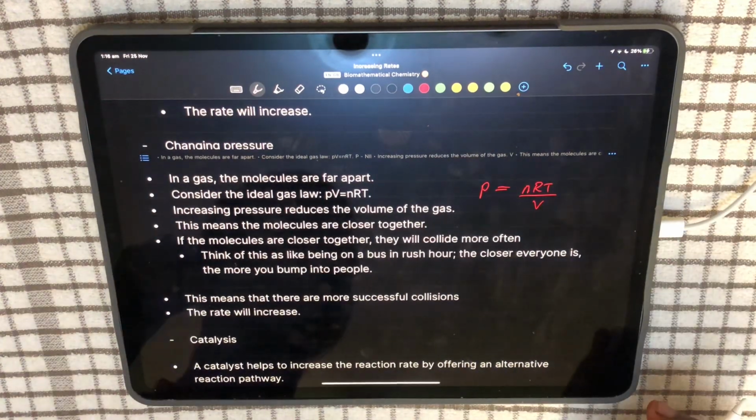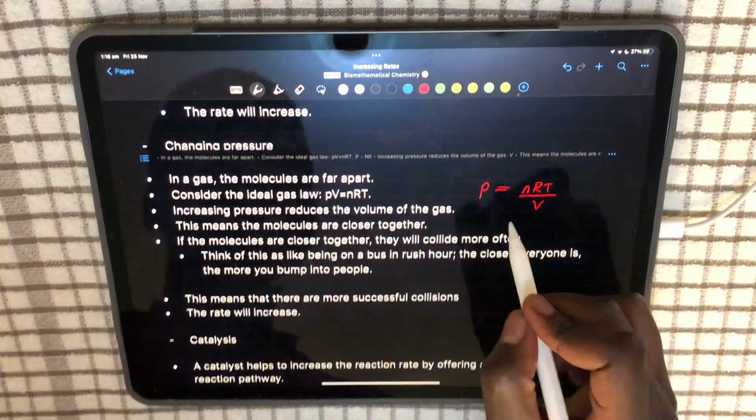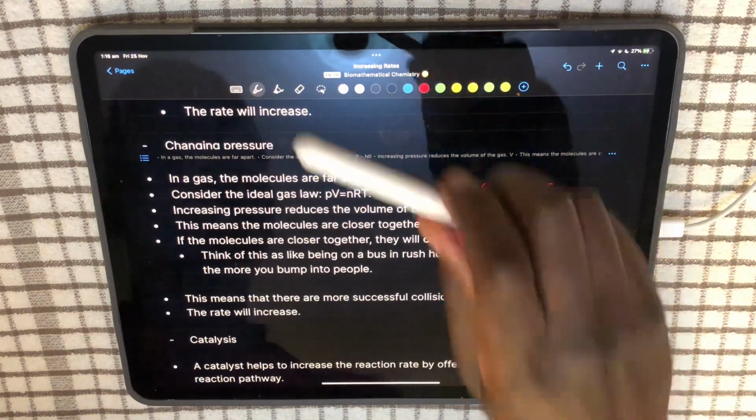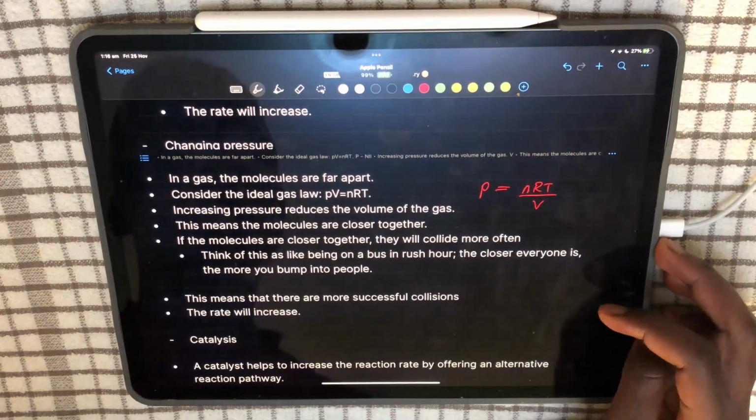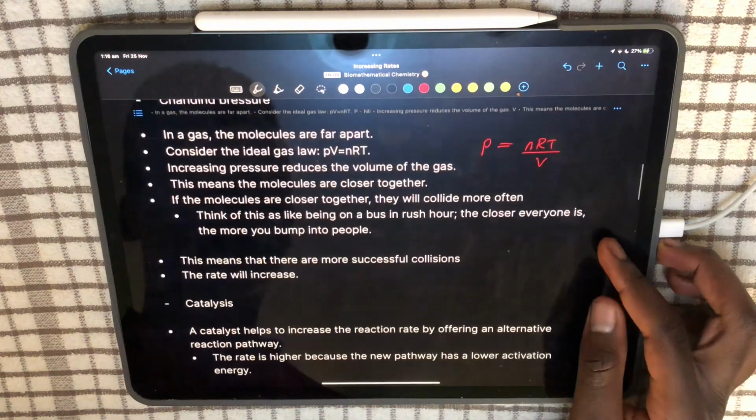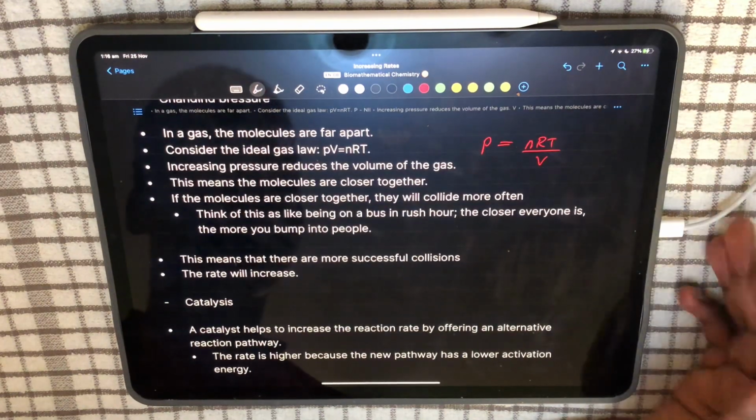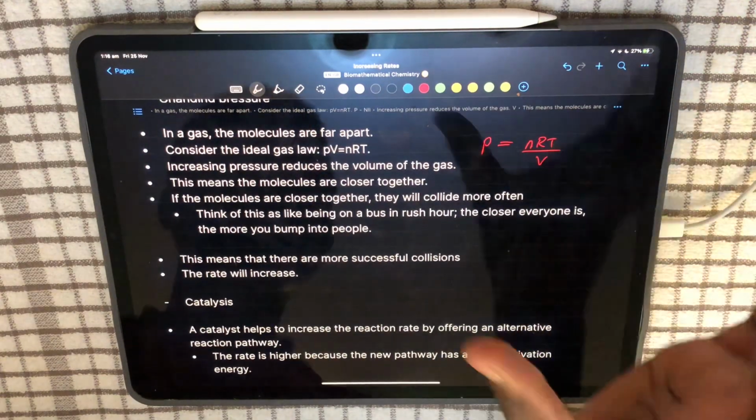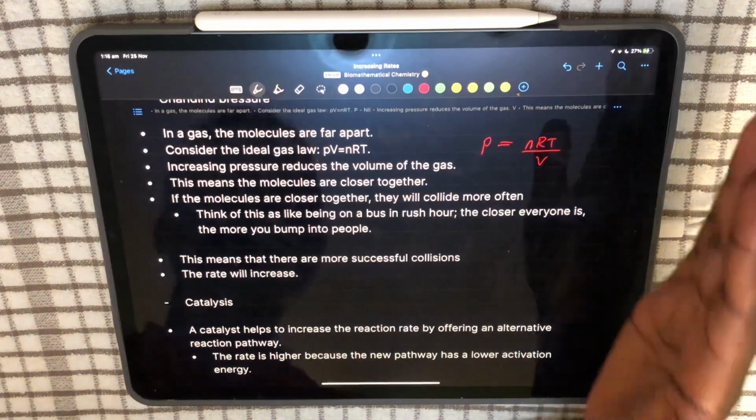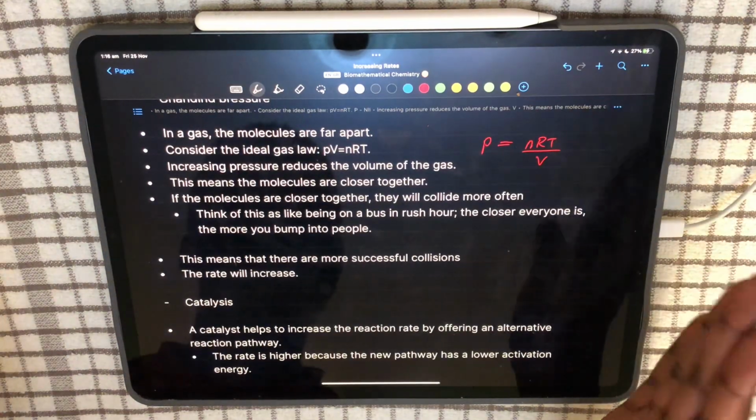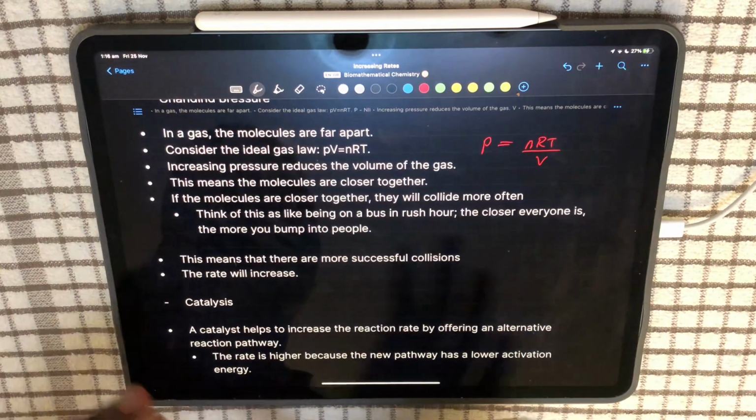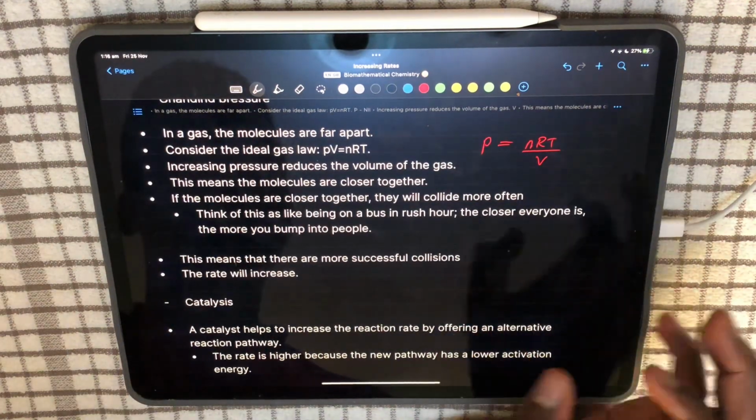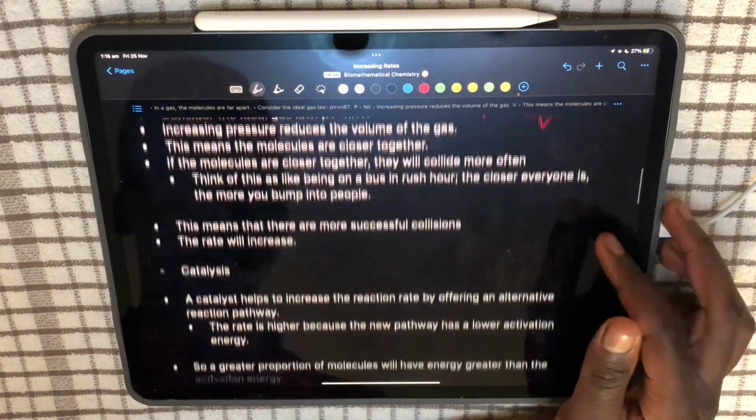So in order to have a higher pressure, increasing the pressure would reduce the volume of the gases, and this means that the molecules are closer together. If the molecules are closer together, they will collide more often. Think of this like being on the bus in rush hour: the closer everyone is, the more you bump into people, and that's the same principle here. The less space these reactants have to move around, the more likely they are to collide with one another. So there'll be more successful collisions, and the rate would increase.